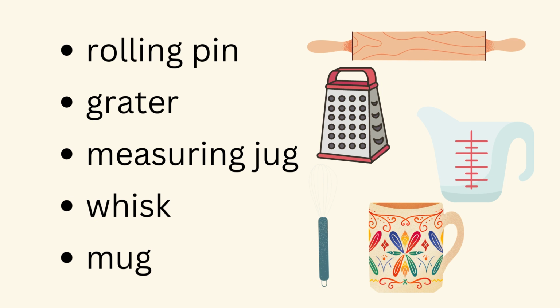The next word is whisk. This is a cooking tool that is made of curved wires that is used to stir or beat things. The example sentence is, she had to whisk all the wet ingredients.